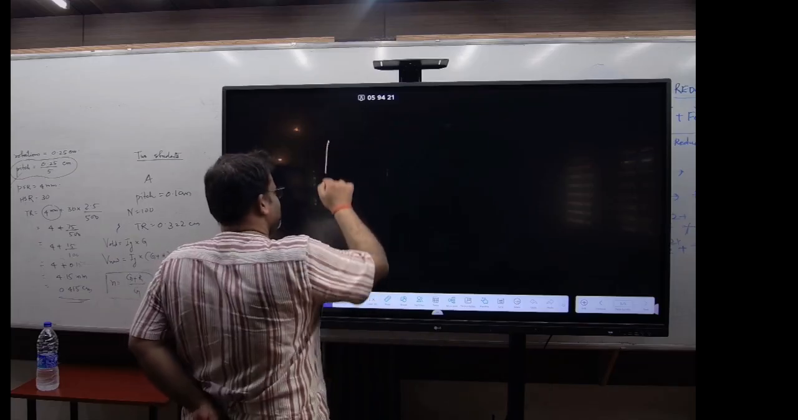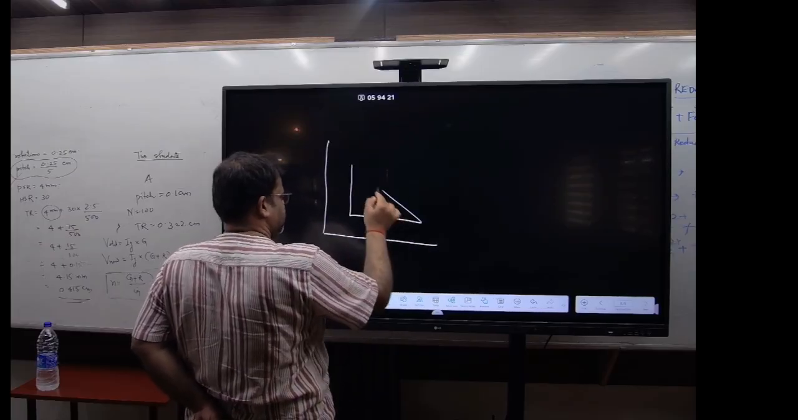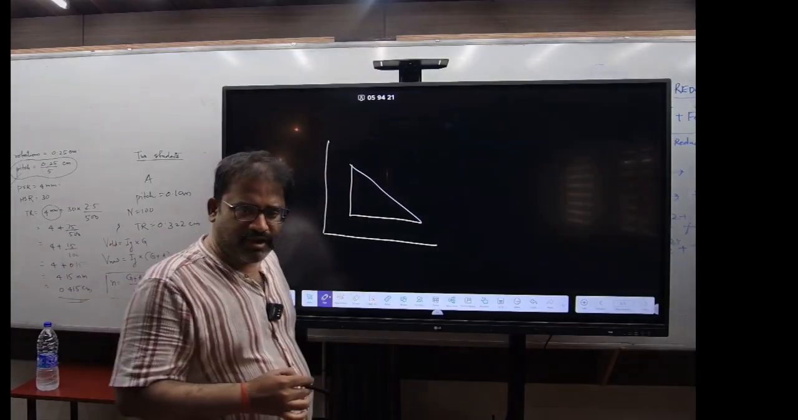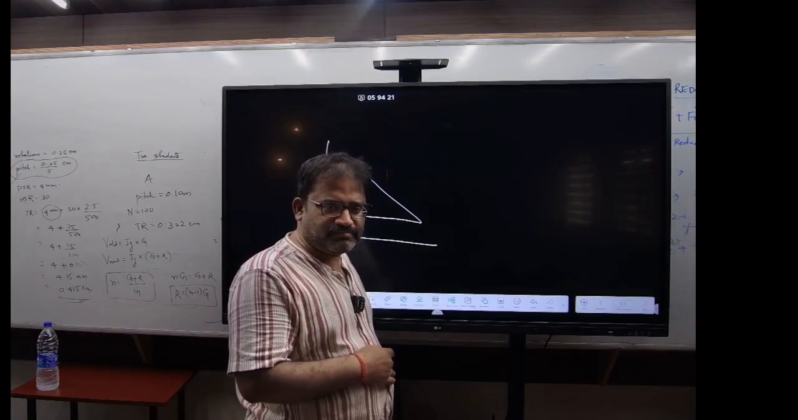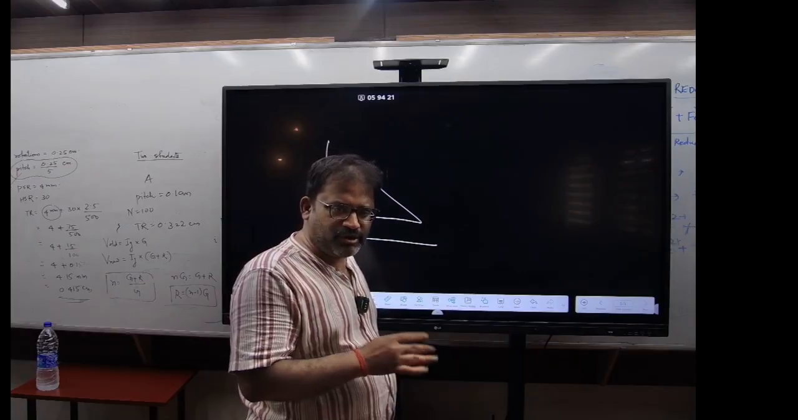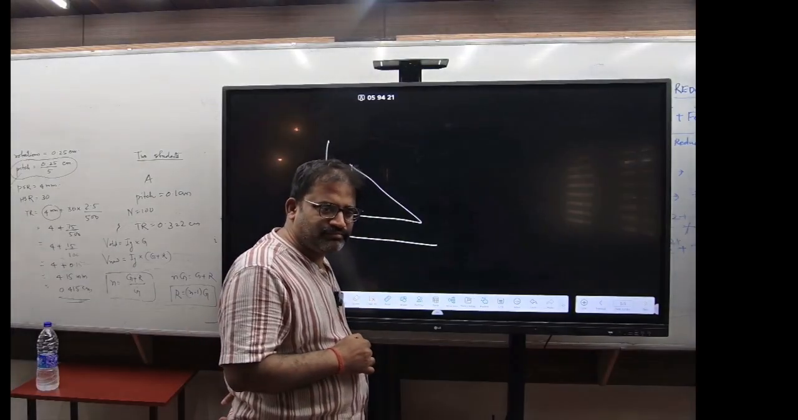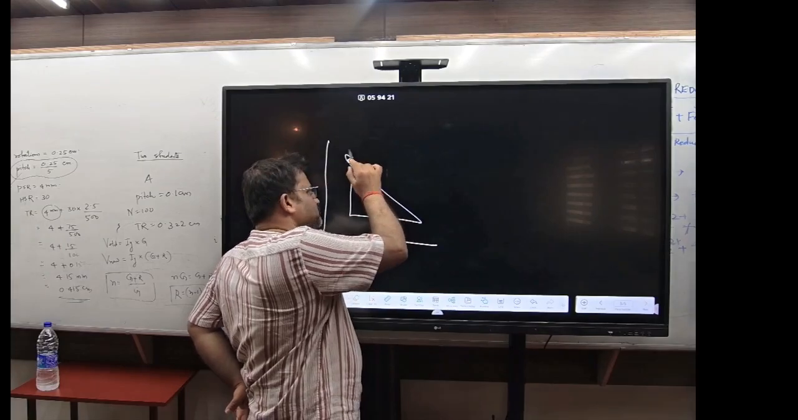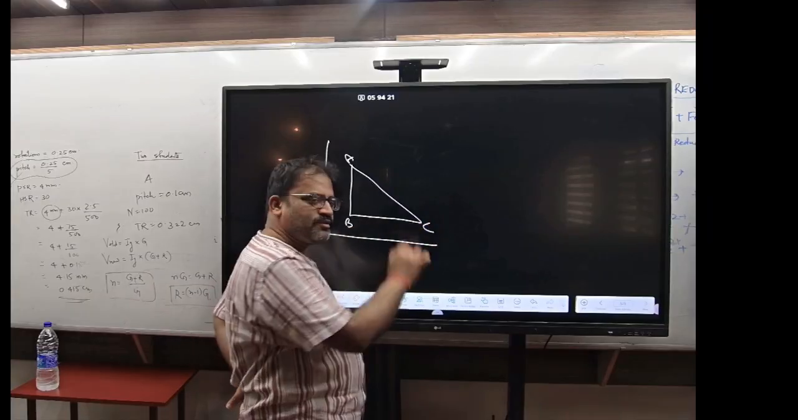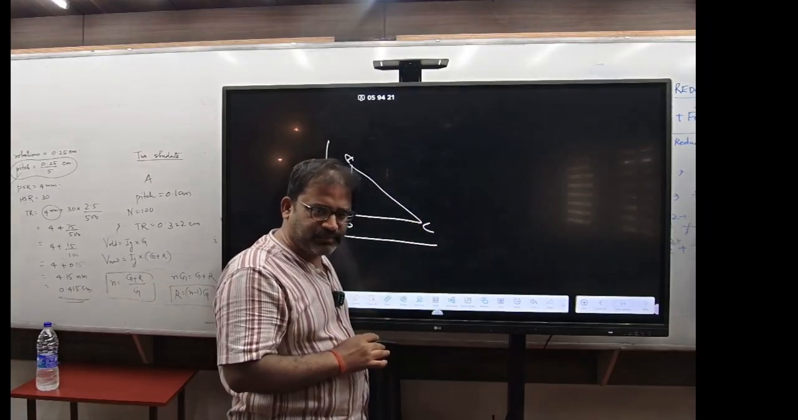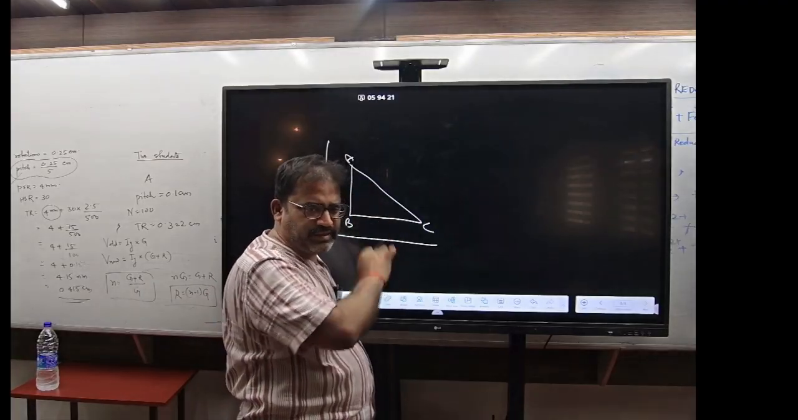Okay. So let us say this is the diagram. Where is A? On the top. Where is B? Down of A. Where is C? Side of B. Correct? Now, how is the gas taken from A to B?